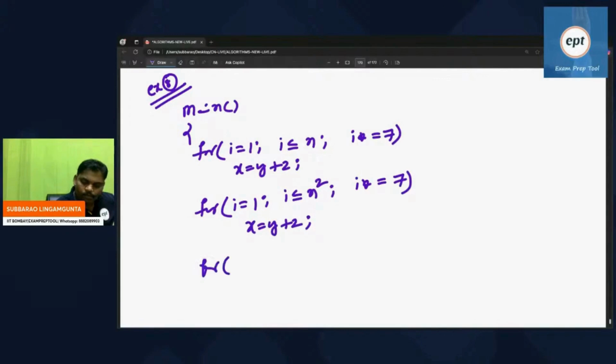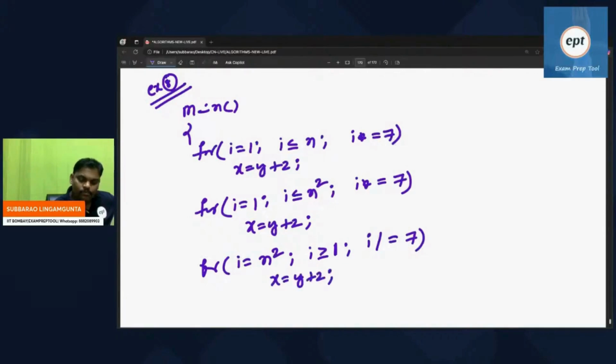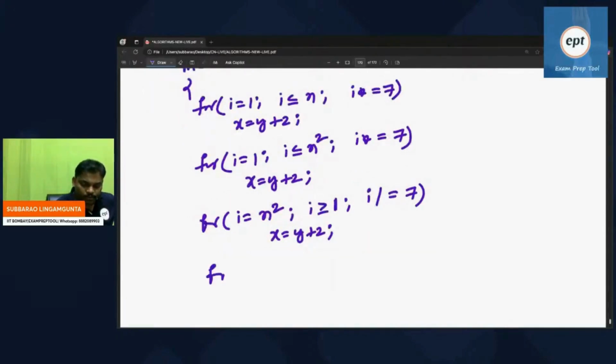For i equal to n square, i greater than or equal to 1, i divide equal to 7. x is equal to y plus z. Next one, for i equal to 1, i less than or equal to n square. Let me write one small line.